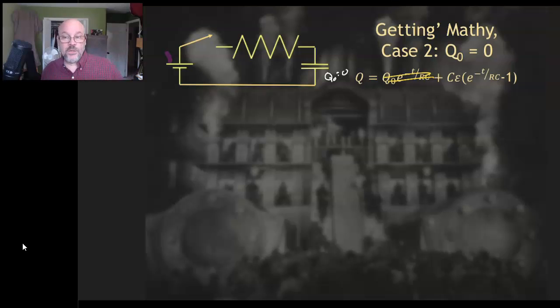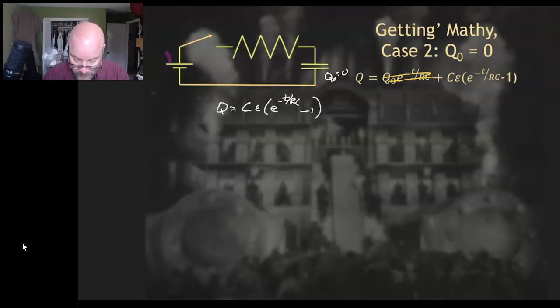So we've got Q equals CE times e to the minus t over RC minus 1. So we begin with that. Let me just write that down here. Q equals CE (e to the minus t over RC minus 1). Now the charge on a capacitor is equal to the capacitance times the voltage on the capacitor. And if we make this substitution, then it's kind of fun.